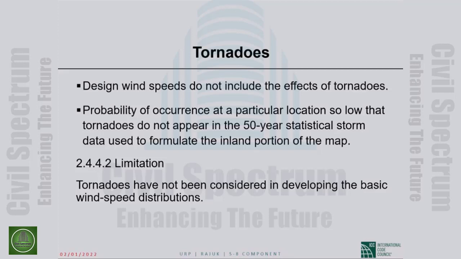The probability of occurrence of a tornado at a particular location is so low that tornadoes do not appear in the 50-year statistical storm data used to formulate the inland portion of the map. So you will see in subsequent discussions, we are dealing with 50-year return period wind speed in ASCE 7-05 and BNBC 2020.